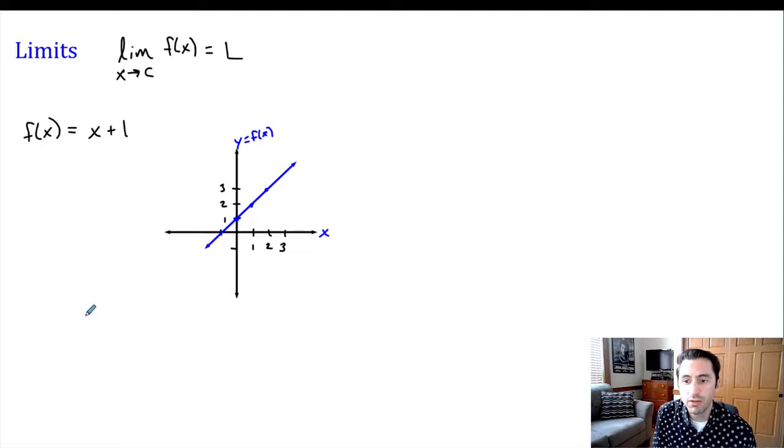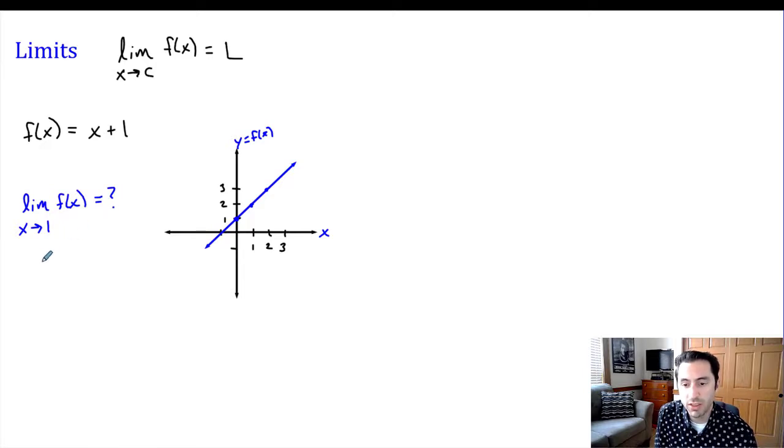Okay. So now let's take a look at a limit for this function. So let's ask the question, what's happening to our graph? What is the limit as x approaches 1 of f of x? We want to find out what this is. So this is going to be equal to some number. That number will be the answer to our question.